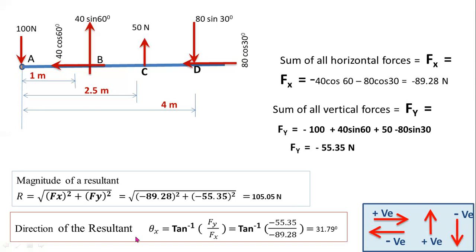Now the direction of the resultant: theta x equals tan inverse of summation Fy by Fx, sum of all vertical forces divided by sum of all horizontal forces. So here the value is theta x equals 31.79 degrees. So the resultant makes an angle of 31.79 degrees with respect to the x-axis. Here I calculated the magnitude of the resultant and the direction of the resultant.